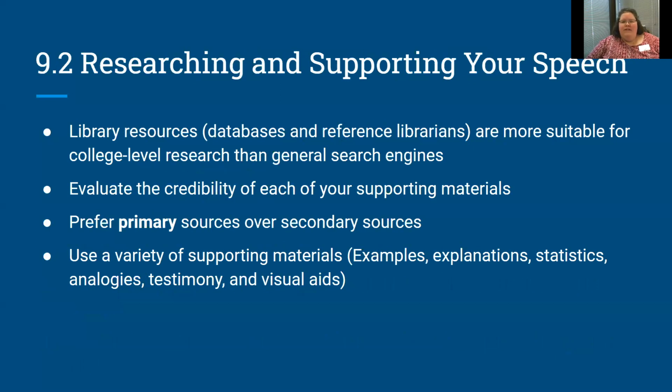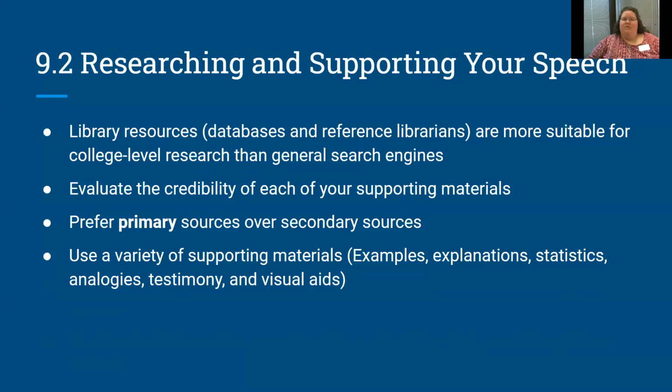So section 9.2 talks about researching and supporting your speech. Some key things you want to remember is library resources, and that doesn't mean that you always have to physically go to the library. There are databases online and reference librarians that are very helpful. In the annotations of this section, I've provided you links to the Grayson library and the resources that are available to you, but they are more suitable for college level research than just Googling something in those instances.